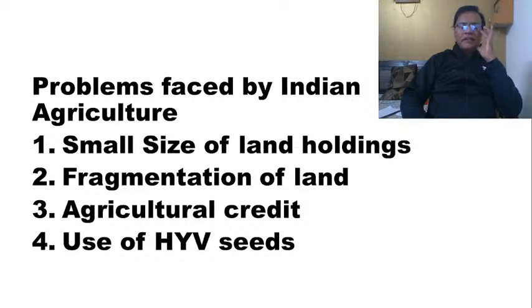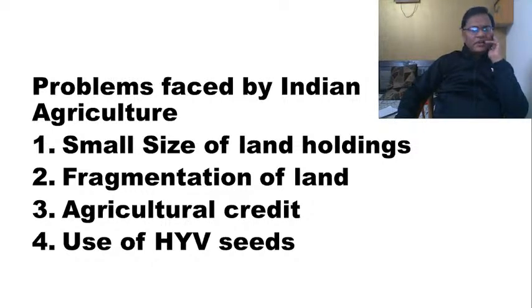For example, in a family in the 1950s, a person has say 20 acres of land and he has 4 sons, and each of them would get 5 acres of land. Then the son who got 5 acres will again have 4 sons. Each of them again will get only 1.2 acres of land. That is how the size of land holdings had come down drastically.